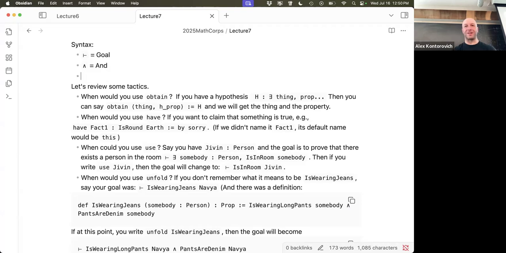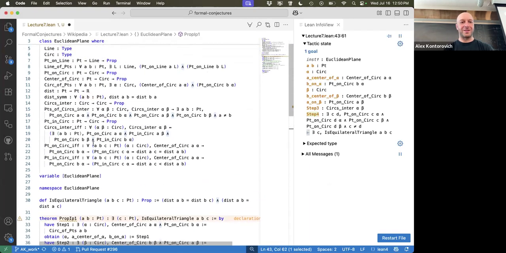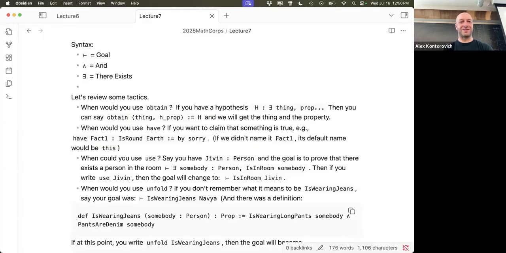There exists, okay, there exists and for all. Those are mathematical symbols. This is good. You guys are writing my quiz for me. Now I know what to ask you. It's for all.